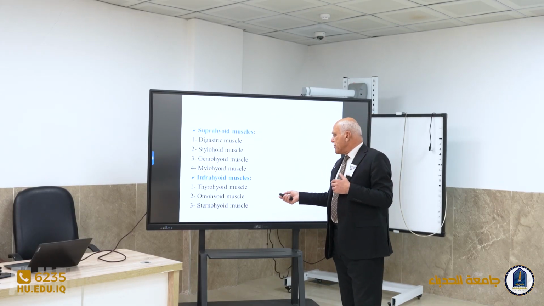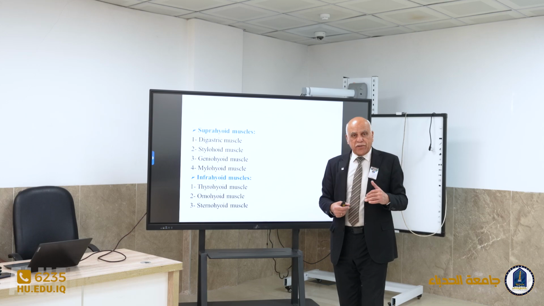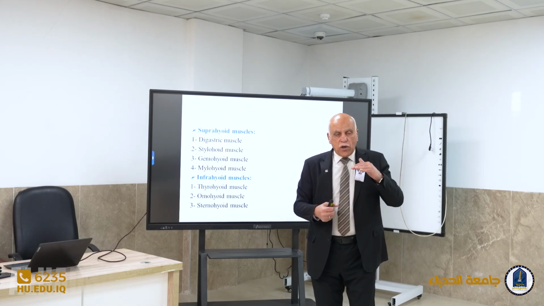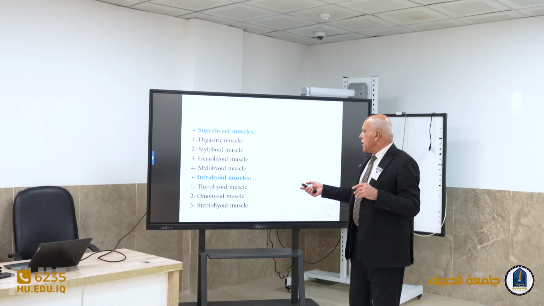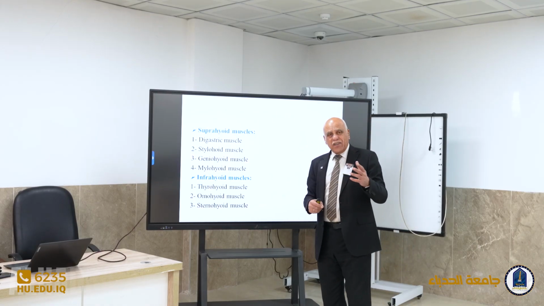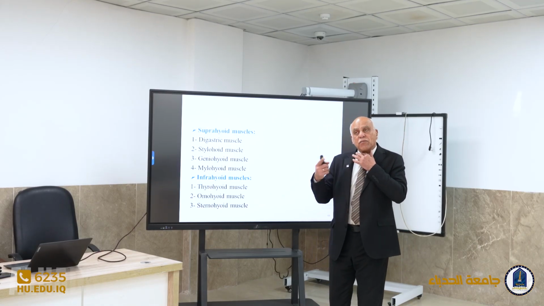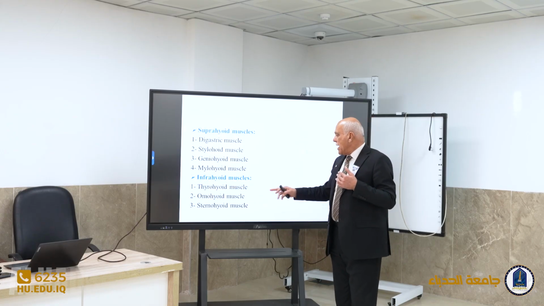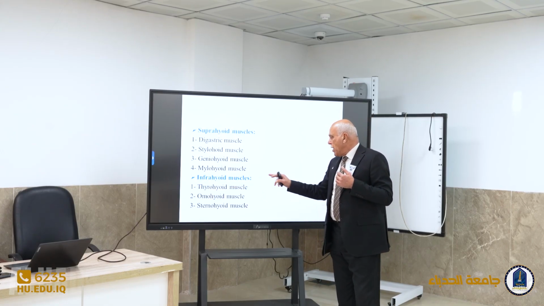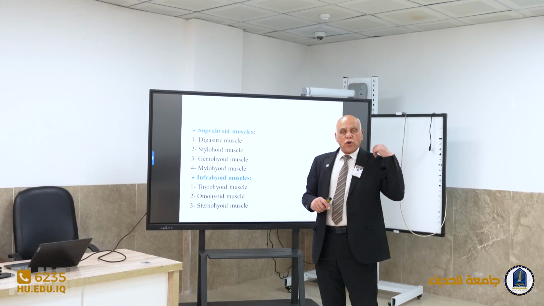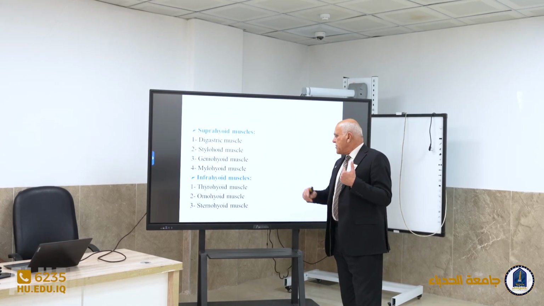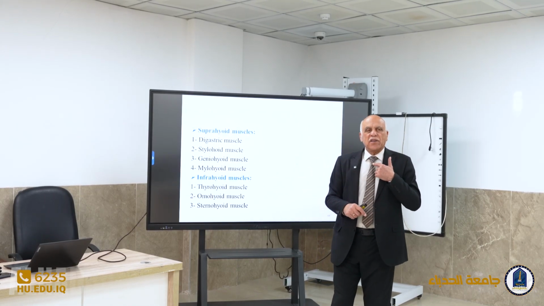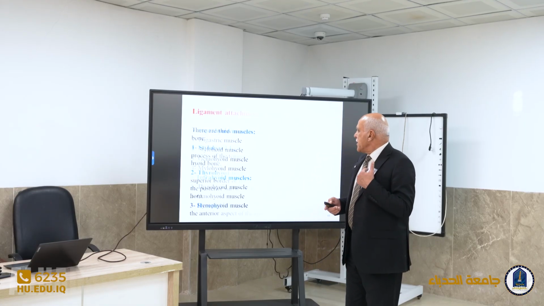The other group of muscles are called infrahyoid muscles. Infra means below. Muscles below the hyoid bone, and this includes 3 muscles. Let's say thyrohyoid muscle, between the thyroid cartilage, which we will study in the future, inshallah, and the hyoid bone. Other muscle is called omohyoid muscle between the scapula and the hyoid bone, also we will study it in the future. And we have sternohyoid muscle between the sternum and the hyoid bone.